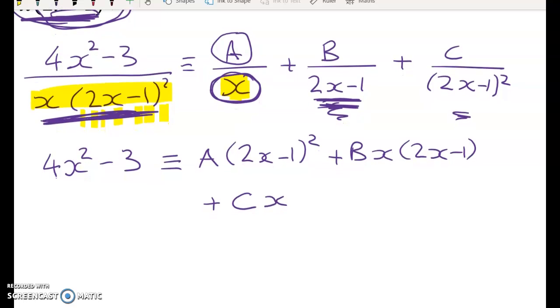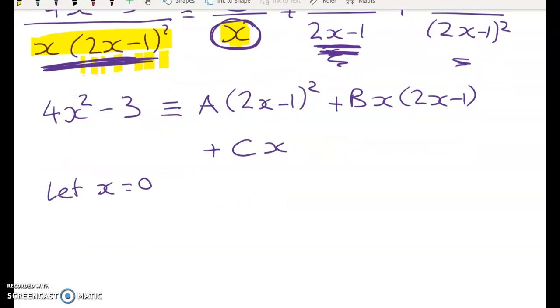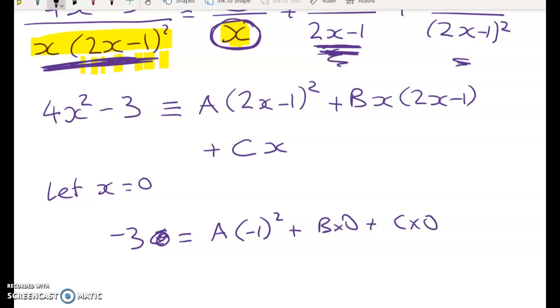When I look at that, I'm going to do two bits by substitution. I'm going to substitute in x equals 0, and then x equals 1/2. And then the third constant I'll find by using that information. So let's start with the easy one. Let x equal 0. On the left-hand side, we get negative 3 is equal to A times negative 1 squared plus B times 0 plus C times 0. I'd like to see you writing this out this slowly. Don't try to do that substitution in your head, because if you muck up the negative signs, you're going to waste a whole lot of time.